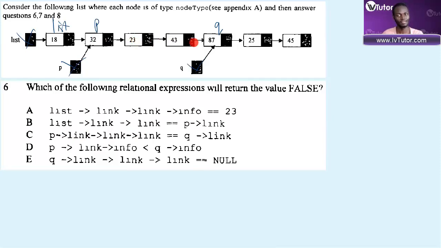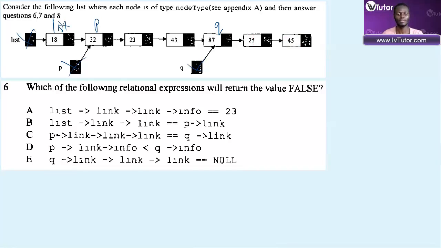P.link.link is Q is equal to Q.link? Definitely not, right? Because these two are not equal, because P.link is actually this guy 3 times. Okay, so let's hold on to C. P.link.info, that's 23, is less than Q.info, 87. That's correct. Q.link.link.